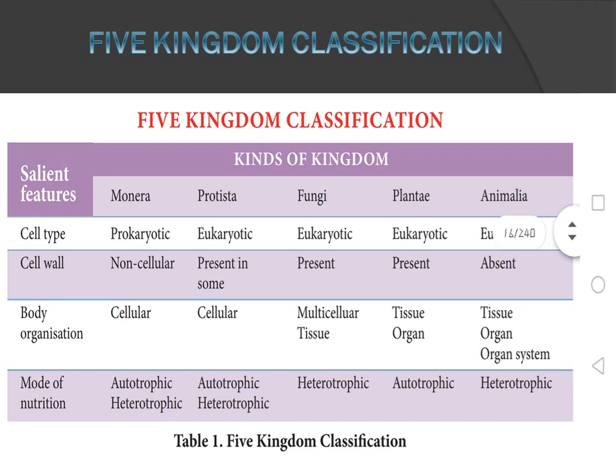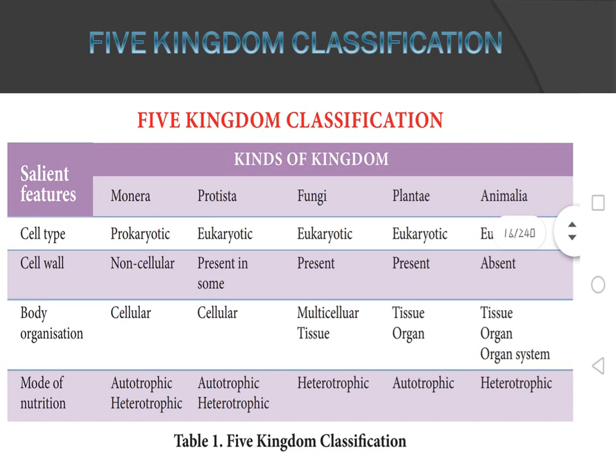In Monera, a non-cellulose cell wall is there. Cellulose is absent, right? And in Protista, some consist of a cell wall and some have no cell wall. But in Fungi and Plantae, the cell wall is present, and in animals the cell wall is absent, right? Okay. Then the next feature is body organization.